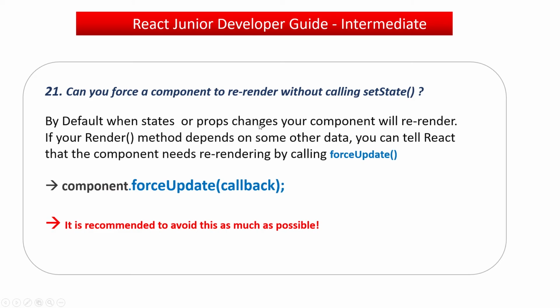So it says that by default, changes in the state or props of your application will re-render. If your render method depends on some other data, you can tell React that the component needs re-rendering by calling forceUpdate. Suppose some part of your application needs to do some re-rendering by force, you can use forceUpdate. So you just write component.forceUpdate. It can change some information and it will re-render that component.